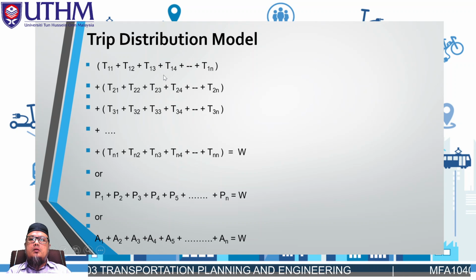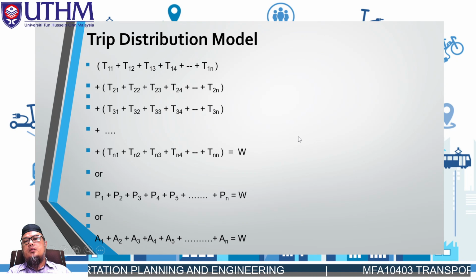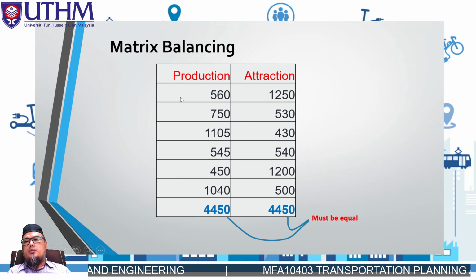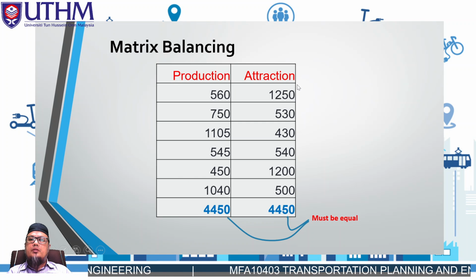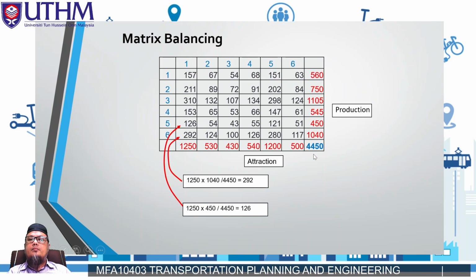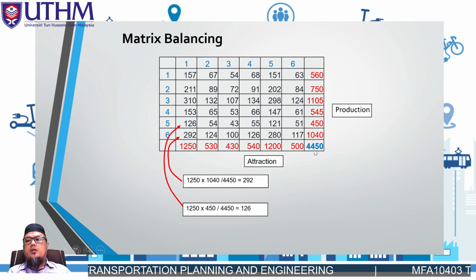Typically we're going to use the iteration method to calculate for each cell. Also we're going to check matrix balancing between production's outcome and also attraction in terms of the three numbers. This needs to be balanced. If you calculate the total, it needs to be balanced. As well, we're going to check the number of the total from production and attraction. This is going to be balanced.